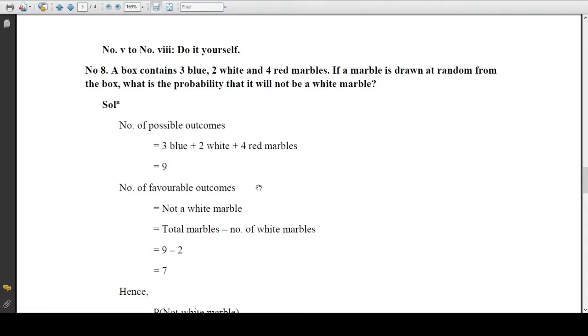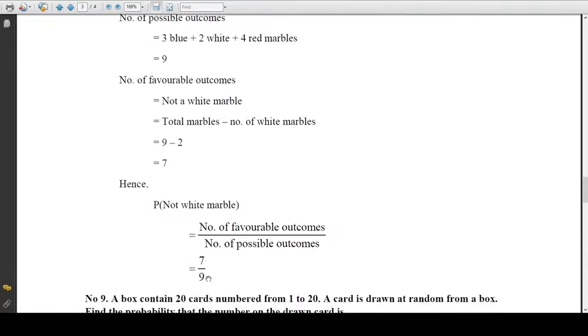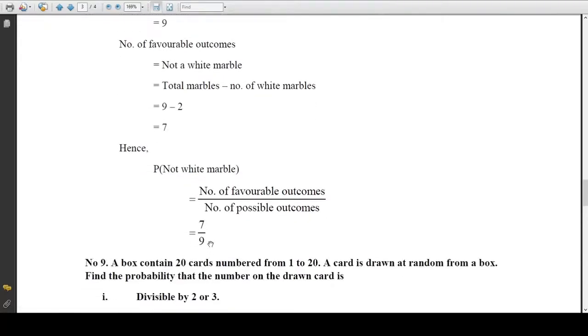Or you can do it like this, as I've discussed earlier. If you find the probability of a marble which is not white, this means you just add blue plus red, 4 plus 3, which is 7 favorable outcomes. In another way you can find out the number of favorable outcomes. Hence the probability of not getting a white marble will be 7 by 9. We cannot do cancellation here. It will be 7 by 9 only.